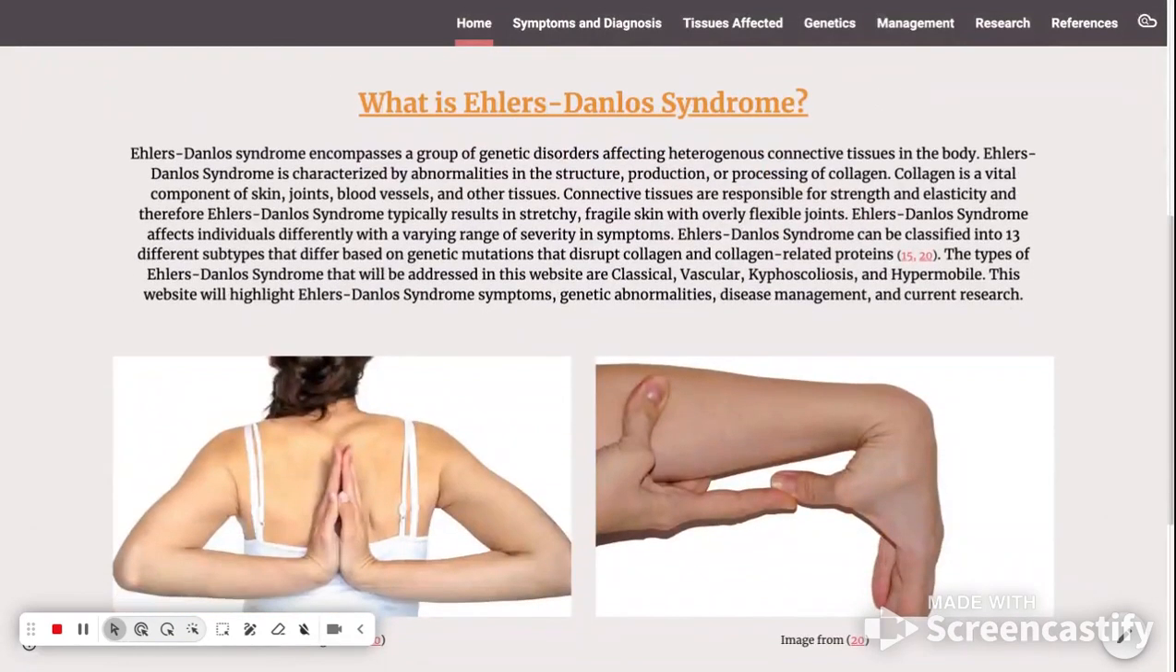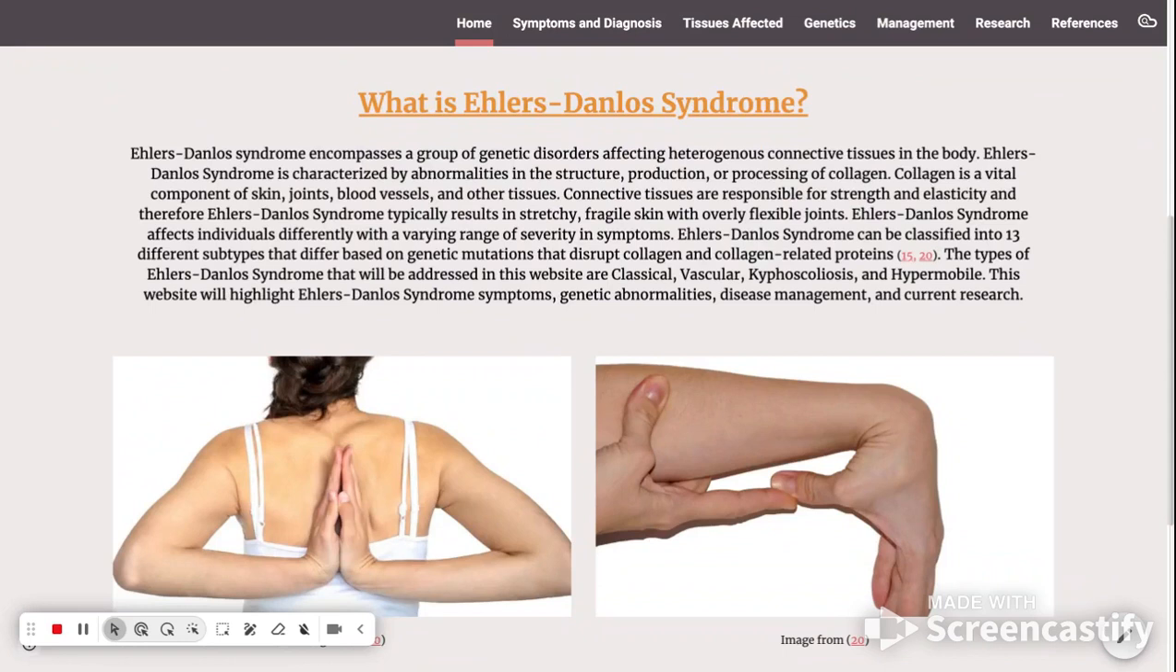So this encompasses a group of genetic connective tissue disorders that are characterized by defects in collagen synthesis or structure. EDS is characterized by a variety of symptoms, including joint hypermobility, skin hyperextensibility, and fragile tissues. And these conditions are caused by mutations in genes that are responsible for collagen production or structure, which is crucial for the strength and elasticity of connective tissues.